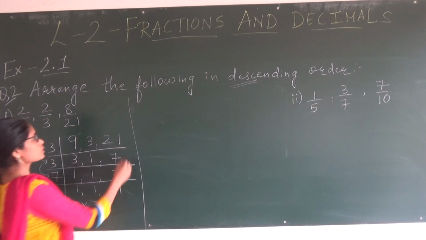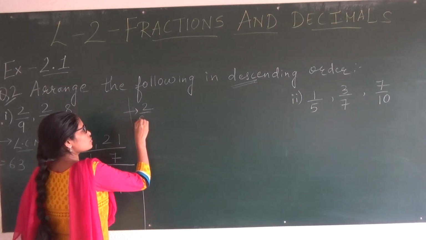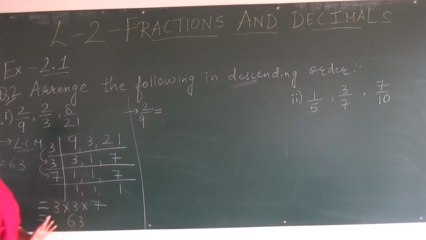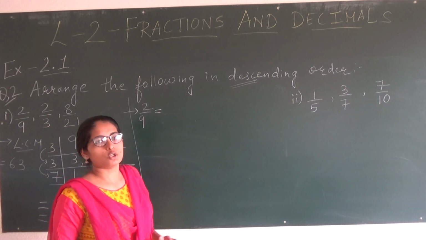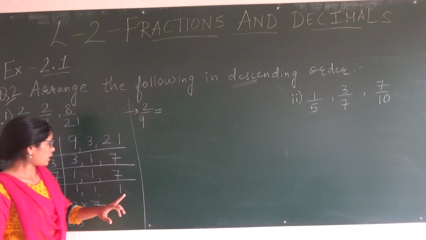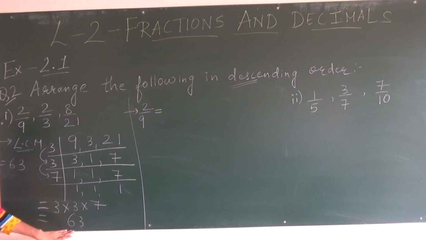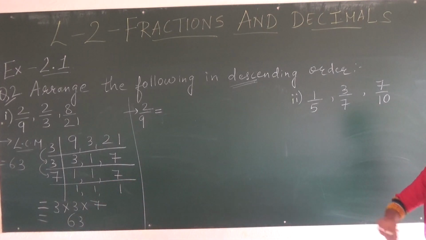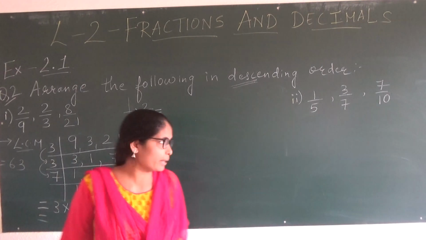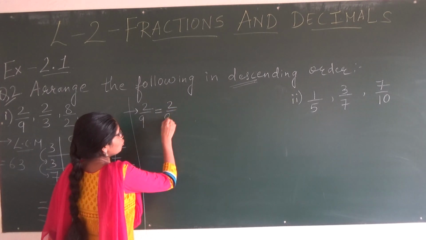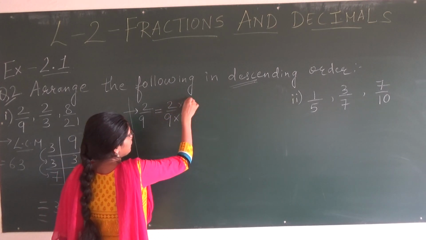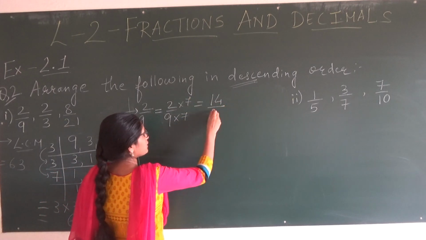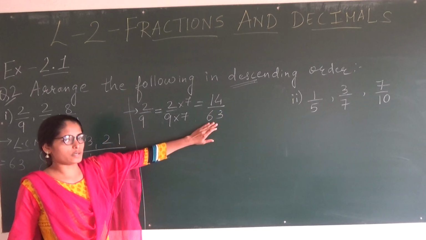Our first fraction is 2 upon 9. Now 9 is given, we want 63. So 9 times how much is 63? You need to speak out the table of 9 and check that 9 7 za is 63, we know that. So this fraction we will multiply by 7. 2 upon 9 multiplied by 7: 2 7 za will be 14 and 7 9 za will be 63. So this is our first fraction.